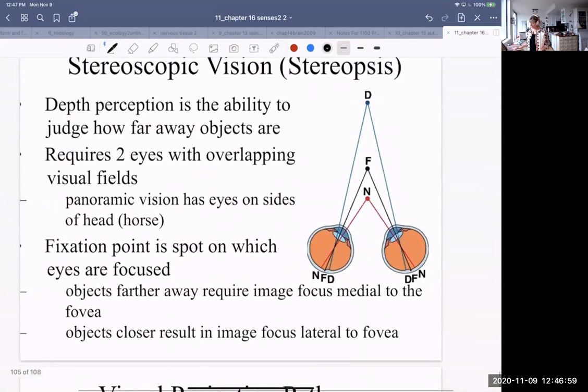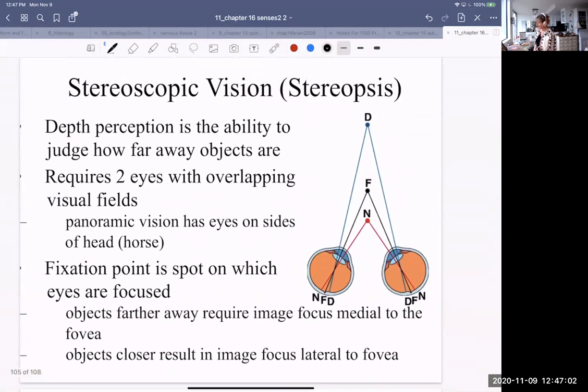So one thing that we have, because we have binocular vision and our focuses can cross over, is depth perception. That's judging how far away objects are. So you have to have overlapping fields though. Horses don't have that. They have eyes on the side of their head more, but that's a good position for horses and other animals that tend to be prey animals because they can see around them much more clearly. Whereas a predator, it's better to have the eyes in front with good depth perception.